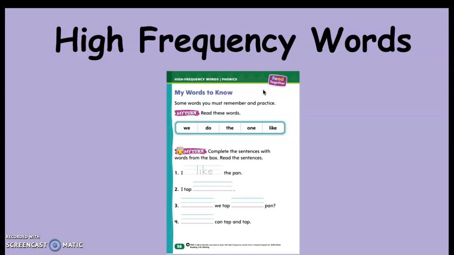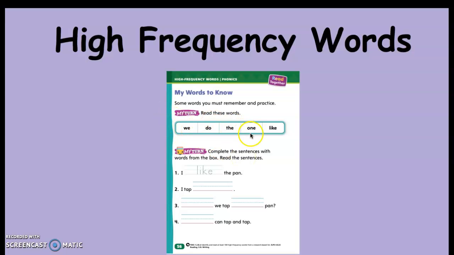Using those high frequency words that we've been working on these 2 days, you are going to use those words to complete the sentences. So we have to use these words in the sentences. And so these are some words that we have to remember and we have to practice. So remember, what is this one? We, do, the, one, and like.